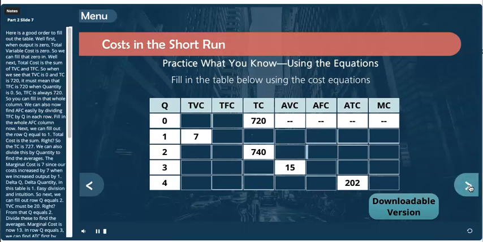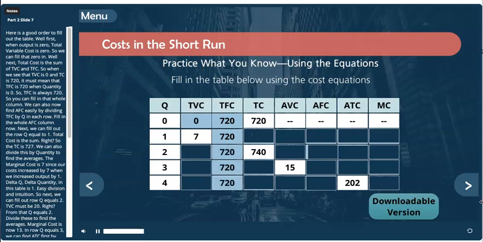Is a good order to fill out the table? Well, first, when output is 0, total variable cost is 0, so we can fill that 0 in. Next, total cost is the sum of the TVC and the TFC. So when we see that TVC is 0 and TC is 720, it must be that TFC is 720 when quantity is 0. So TFC is always 720, so you can fill in that whole column.